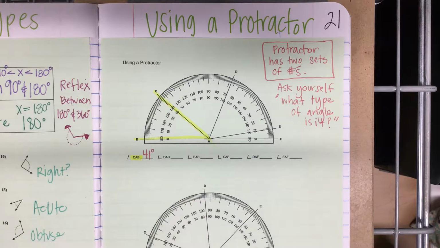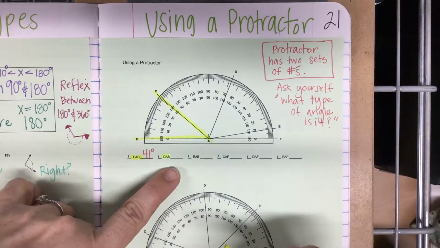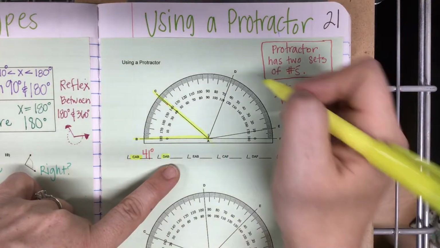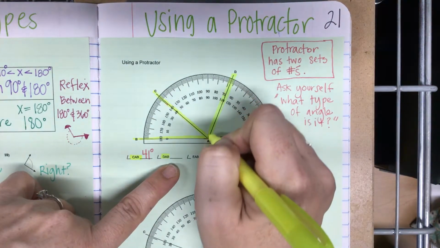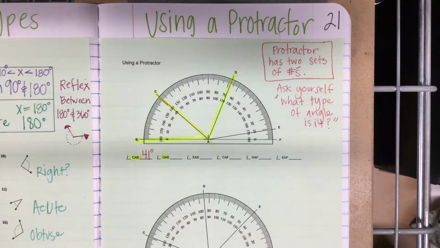My next angle that I'm measuring is DAB. DAB. If you have different color highlighters, I guess I could do that. Oh, we're supposed to put the degrees.